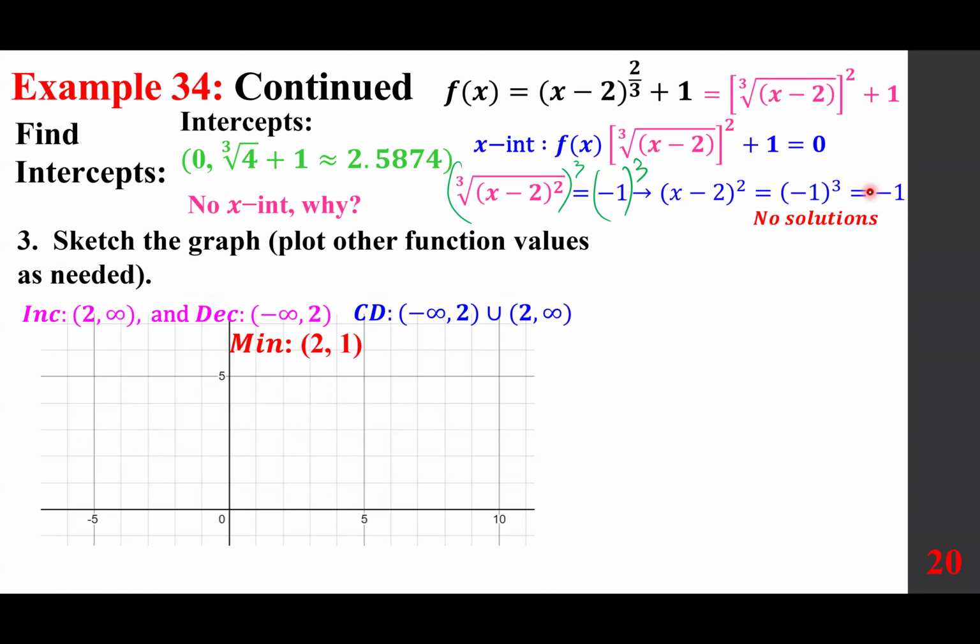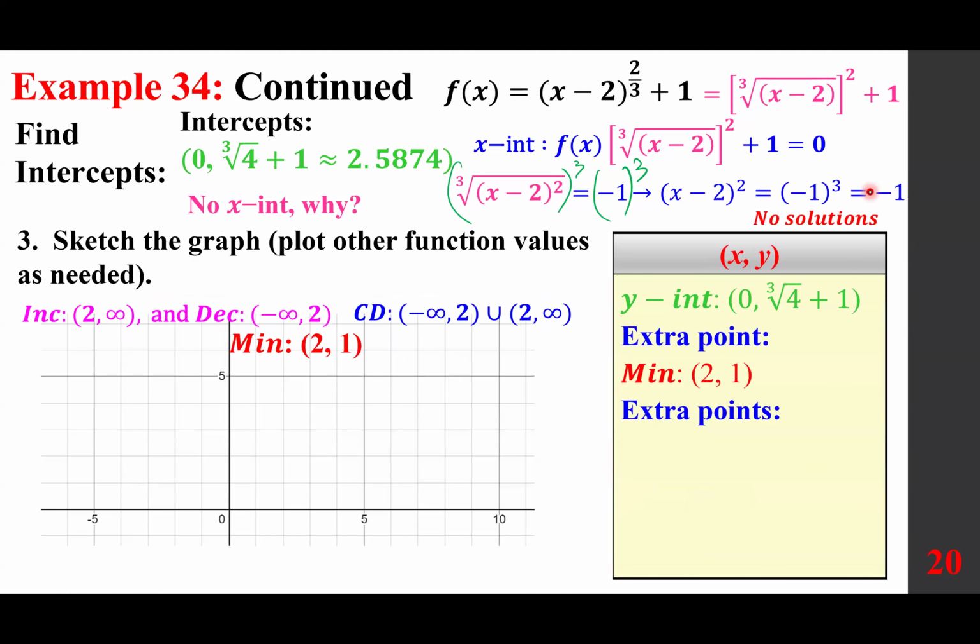And now we want to sketch the graph. So we're going to put everything together. What do we have? We have the y-intercept and the minimum. It is really important to put a few easy points. I'm going to start with easy points. For example, 1. If I put 1 here, everybody, I get negative 2. Cube root is negative 1, squared is positive 1, and 1 is 2. Another easy point, 3. If I put 3, minus 2 is 1, cube root is 1, squared is 1, and 1 is 2. So 3, 2.